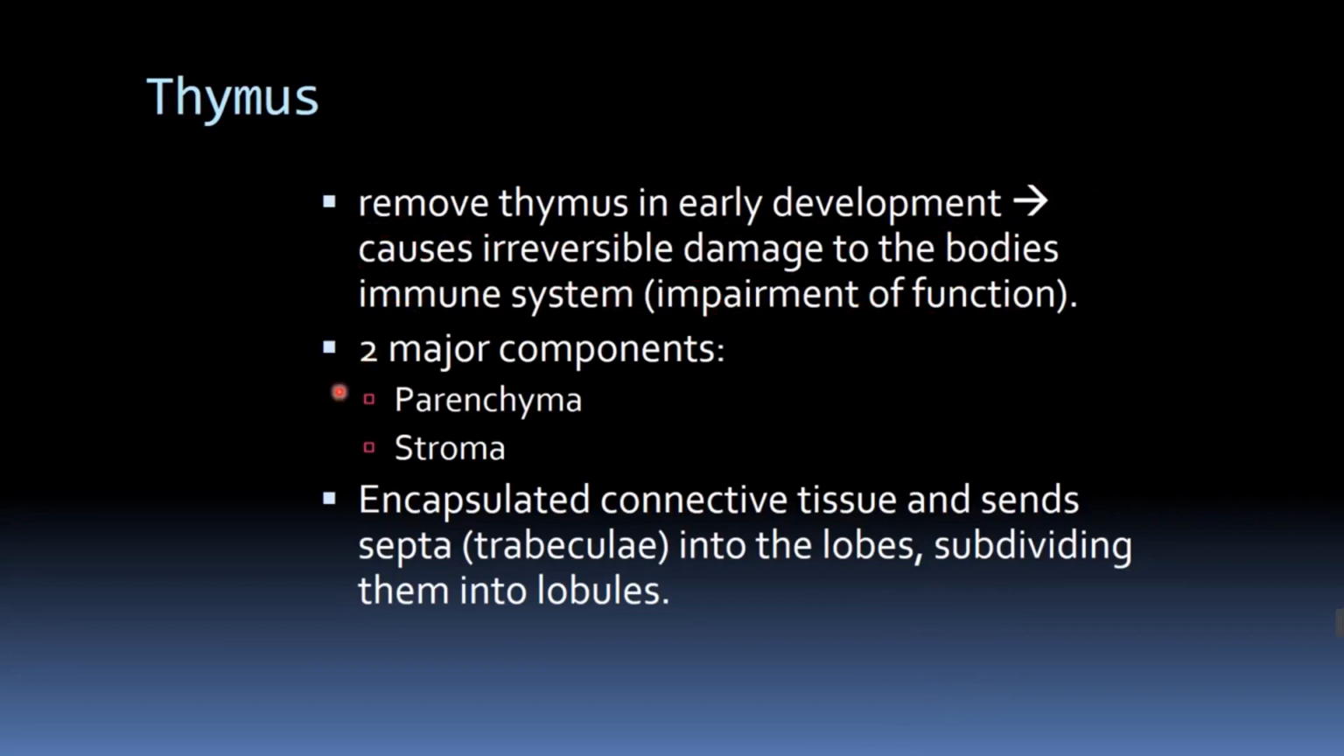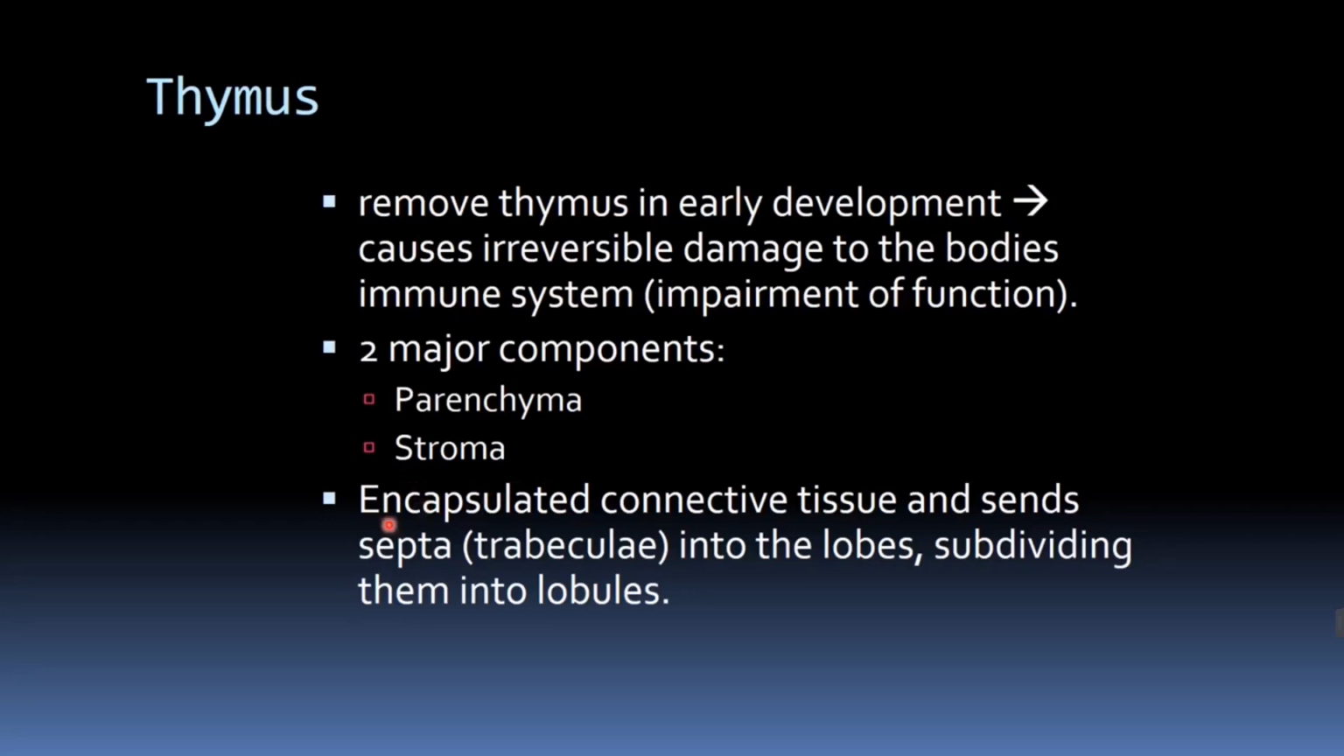When we're looking at the thymus, we have two major components, and this accounts for most organs as well. We have what we call the parenchyma of the organ, which is essentially the cellular component of the organ itself. And we have what we call the stroma. And the stroma refers to the connective tissue or the supporting elements of that organ itself.